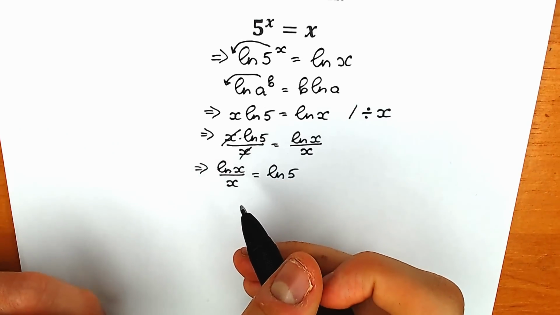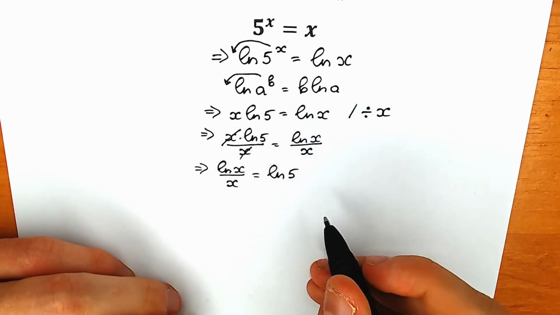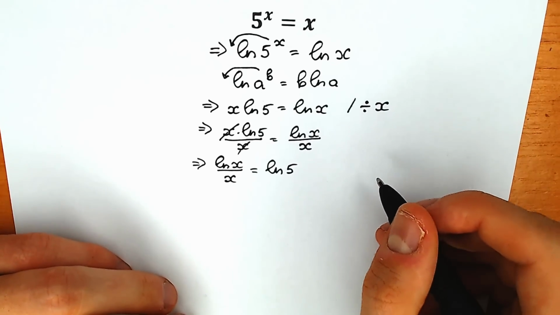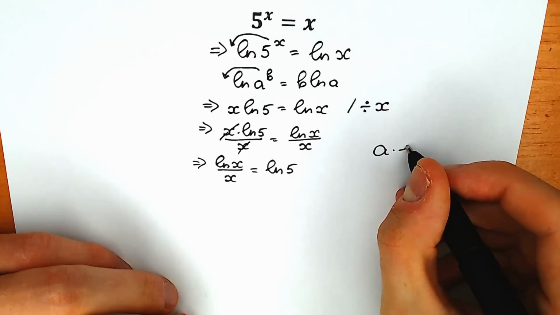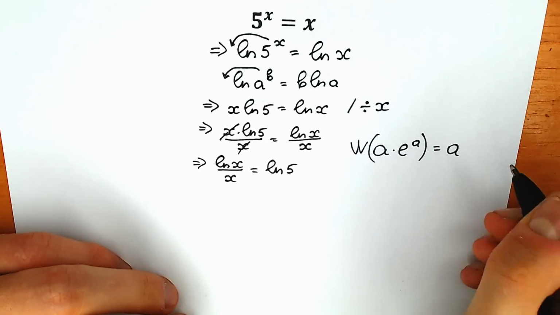It's a really great moment right now because a lot of students don't know how to find x from here. And the extremely important thing for us is to know about the Lambert W function. This function looks like that. For example, when we have an expression that looks like a times e to the power a, when we apply the Lambert W function to this expression, as a result, this is equal to a.